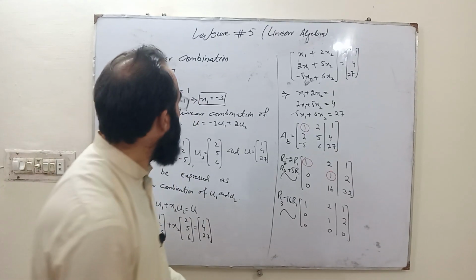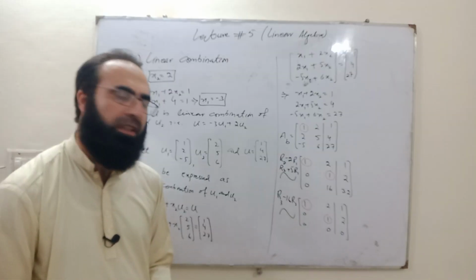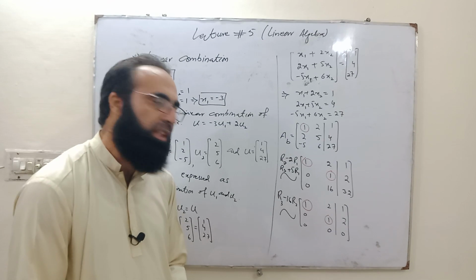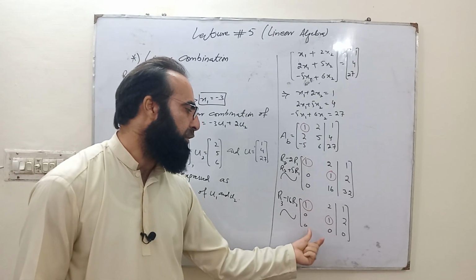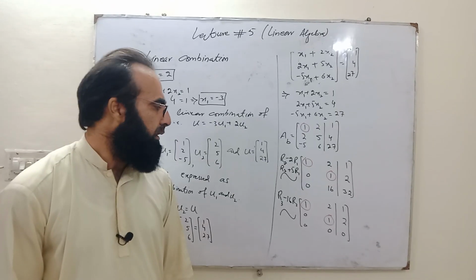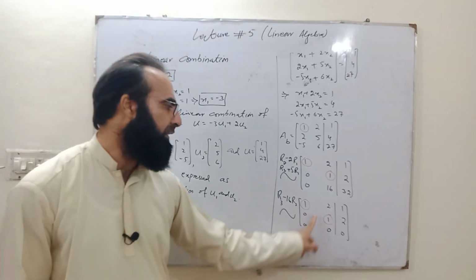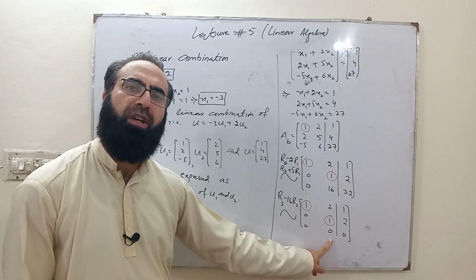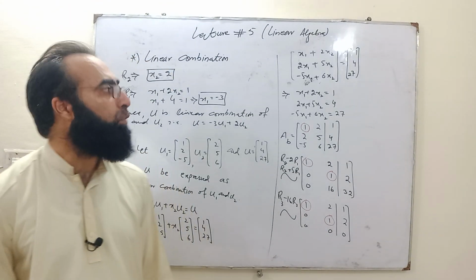Now look at this matrix. Clearly, these are the only 2 pivot entries, and these 2 pivot entries are associated with the first column and second column. Since the first column is representing the coefficients of x1 and the second column is representing the coefficients of x2, so x1 and x2 both are basic variables.